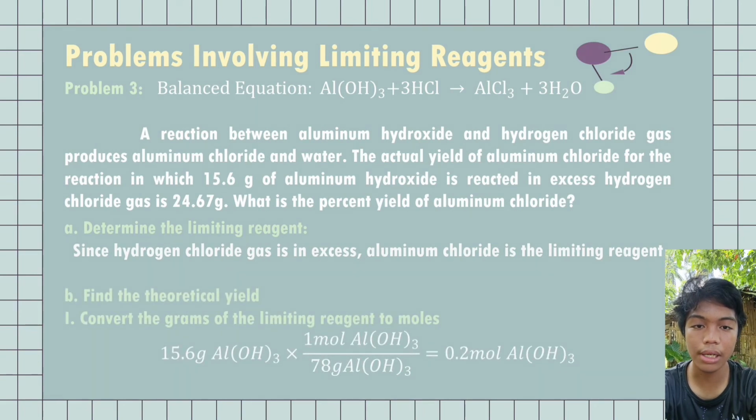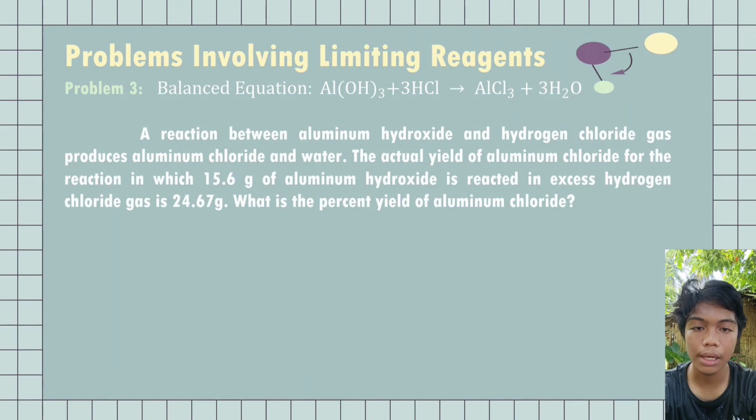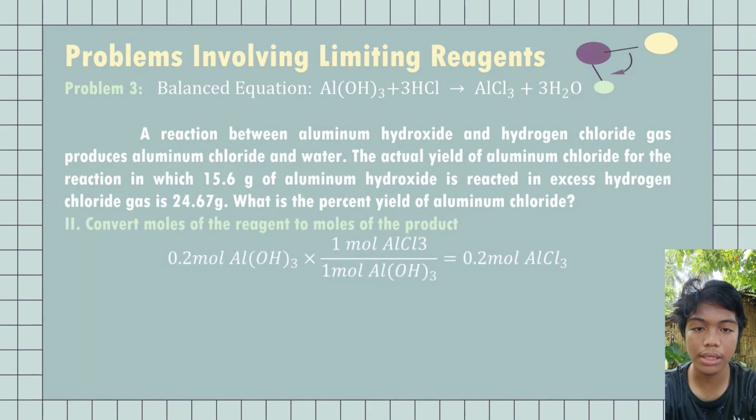To find the theoretical yield, first, convert the grams of the limiting reagent to moles by dividing it by its molar mass. 15.6 grams of aluminum hydroxide is equal to 0.2 moles of aluminum hydroxide. Next, convert the moles of the reagent to moles of the product by multiplying it by its molar ratio to the product. The molar ratio of aluminum hydroxide to aluminum chloride based on the balanced equation is 1 to 1. Make sure that the ratio of the reagent is in the denominator to allow cancellation.